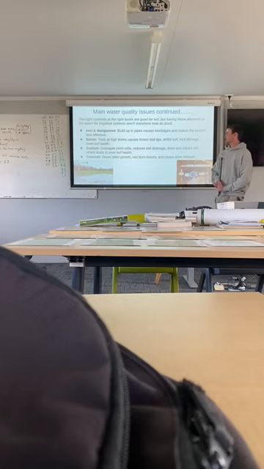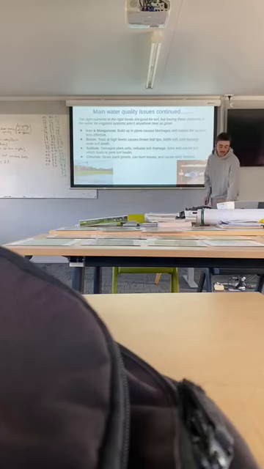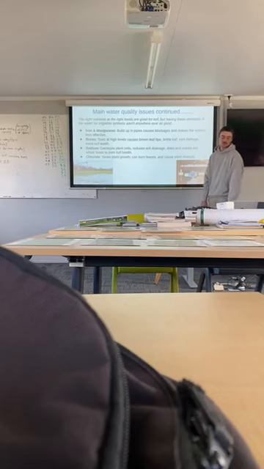Sodium damages the plant cells, reduces soil drainage, and can cause dry cracks in the soil as well. And chloride slows down the plant's growth, can burn the leaves, and can cause stem dieback as well.